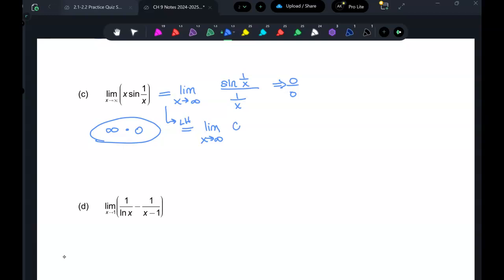So it's going to be cosine of 1 over x times negative 1 over x squared, over negative 1 over x squared. How convenient. Because 1 over x is x to the negative 1, so the derivative would be negative 1 times x to the negative 2. How beautiful is that? And so now that makes it cosine.